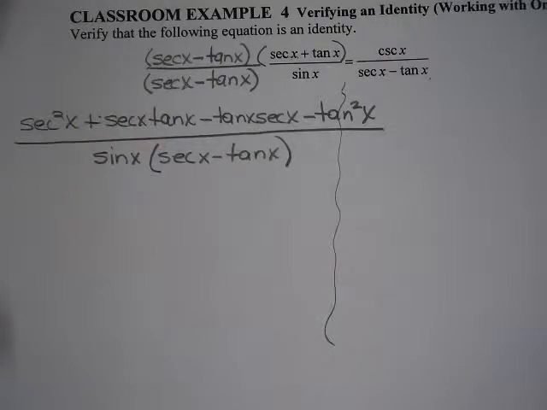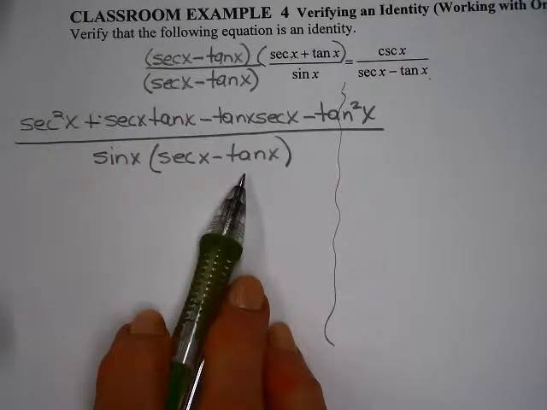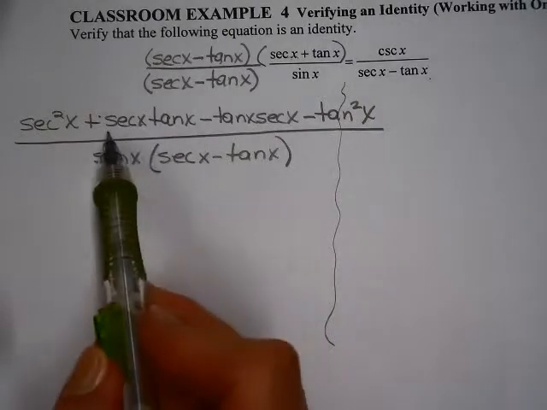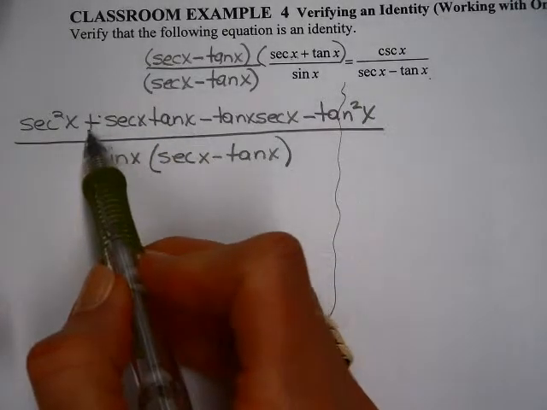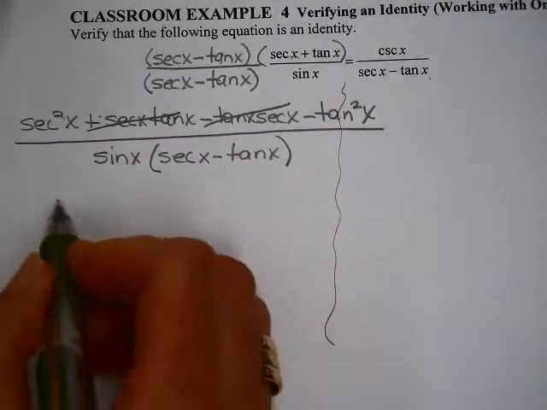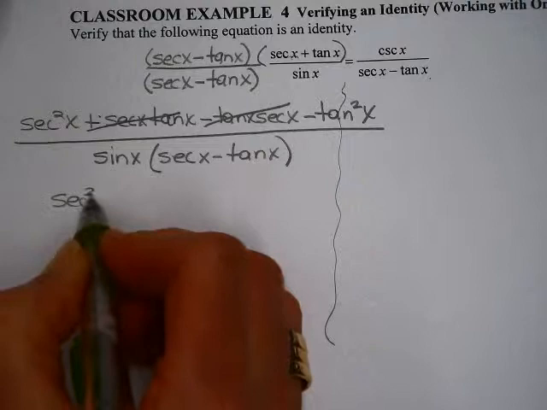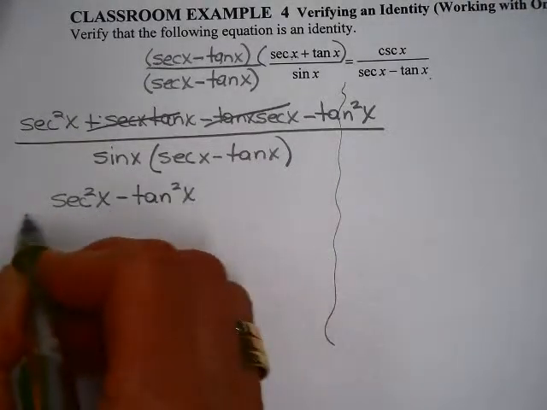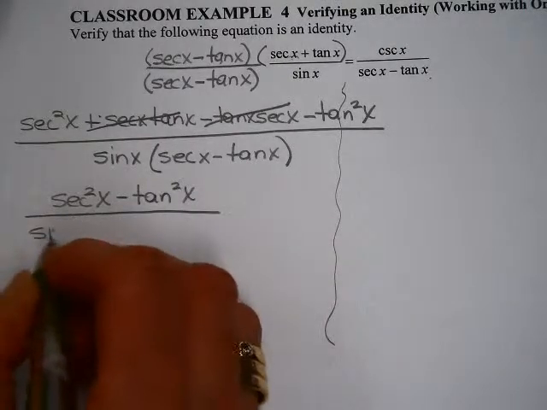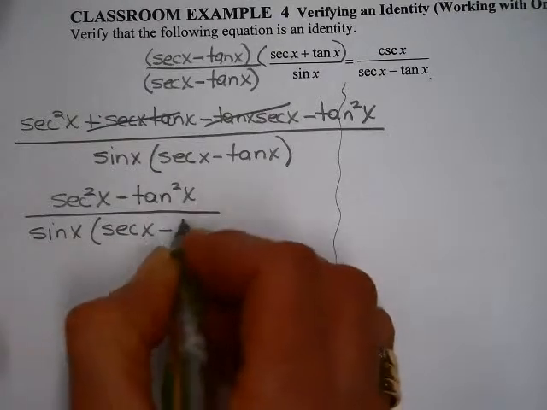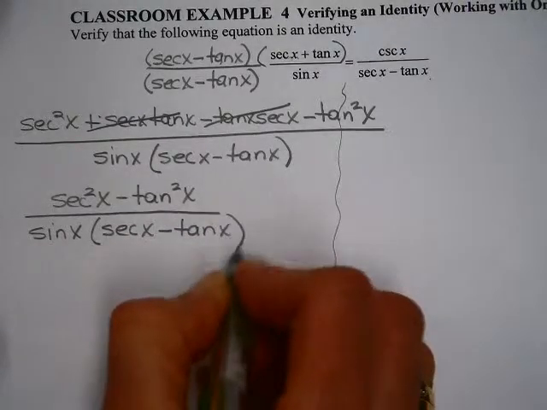Okay, did y'all follow what I did? I foiled at the top and then just left the bottom. I rewrote it. All right, on the top, some of this should zero out. Plus secant tangent minus secant tangent cancels out. And I'm left with secant squared of x minus tangent squared of x, all divided by the sine of x times the secant minus the tangent.